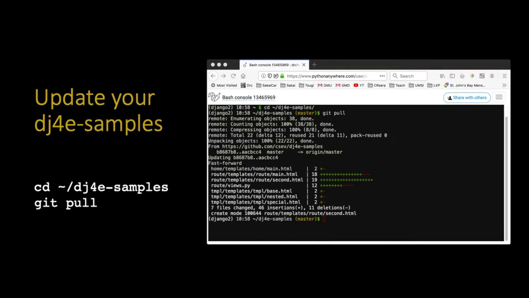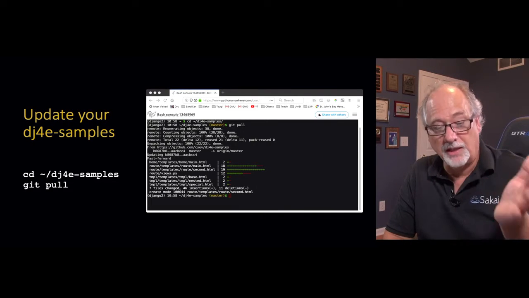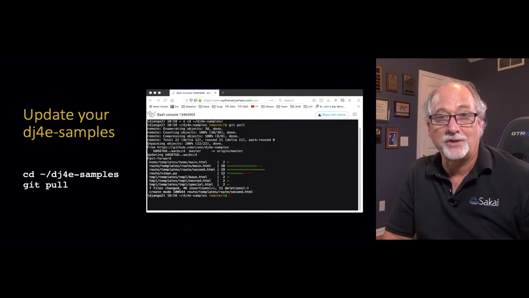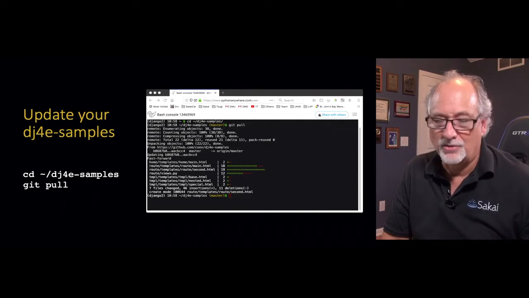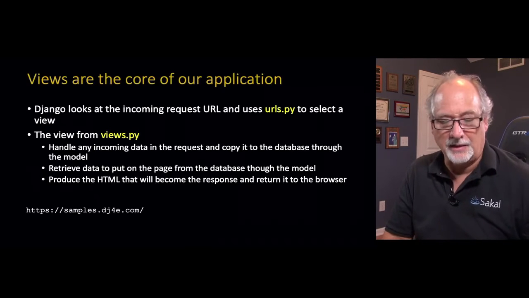I just want to say that from time to time, wherever you have dj4e samples, whether it's on your laptop or on PythonAnywhere, you should do a git pull, because I'm always working on these samples and I want you to make sure you have the latest copies. Sometimes I add little bits. I don't change the samples, but I add bits of documentation as I think, oh, I should have added that.